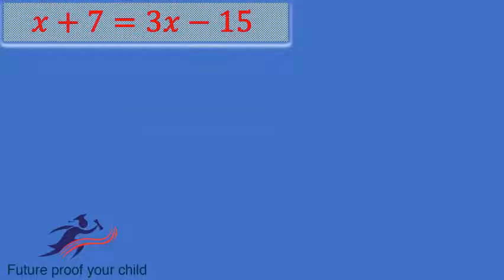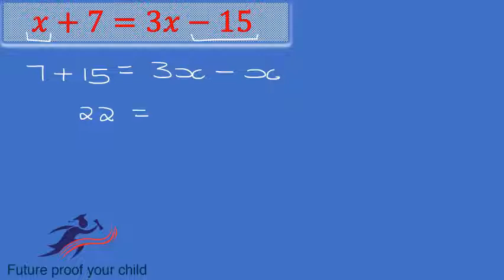So for this question, I'm going to take this x over to the right-hand side. So in other words, I'm going to subtract x on both sides. And I'm going to get rid of this negative 15 by adding 15 on both sides. And 7 plus 15 is 22. And 3x minus x is 2x.